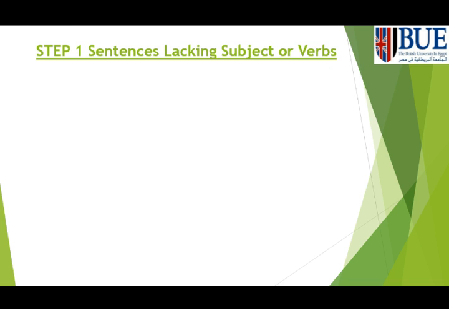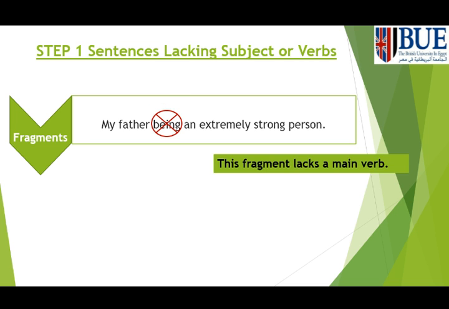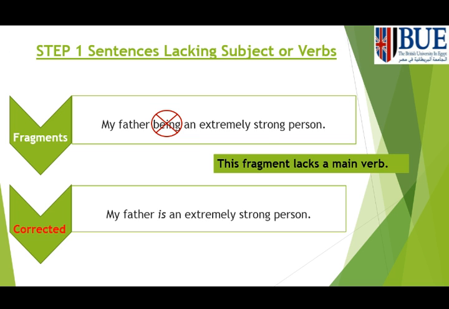For example, my father being an extremely strong person. This fragment lacks a main verb, and in order to correct it, we need to remove being and replace it with the main verb is.